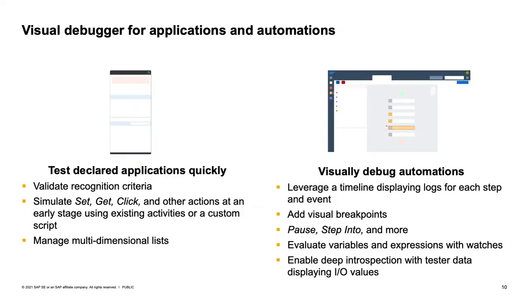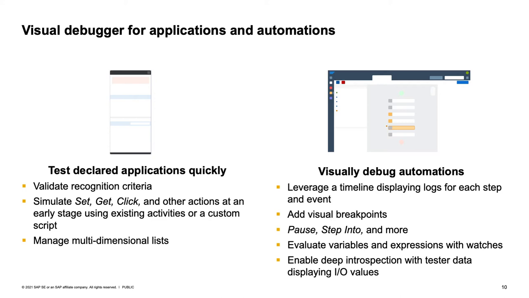Now, once your application and automations are complete, you will probably want to test them in order to make sure that they are functional before deploying them onto your environments. You can debug declared applications quickly using the application tester to check that the captured screens and elements are correctly identified. You can also simulate various actions on the loaded elements. We also support debugging multi-dimensional list elements and custom script testing.